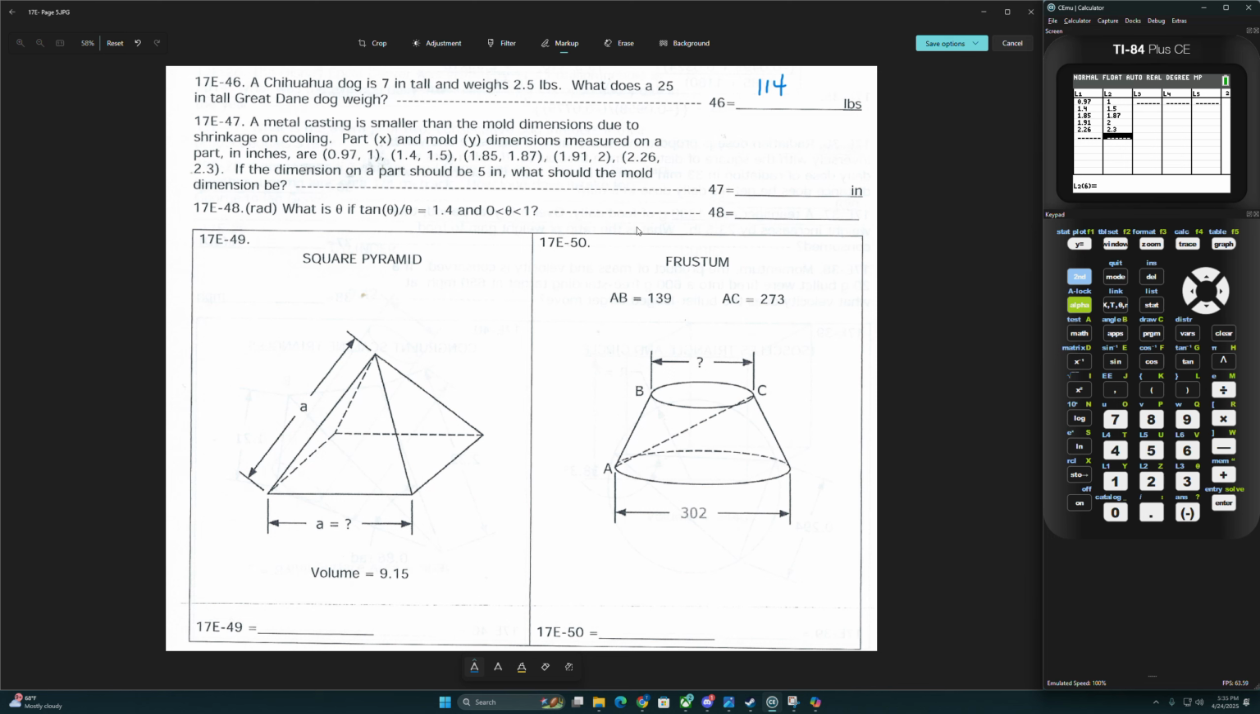All right, and then we exit out, stat calc 8, scroll down a little bit, bang, the side dimension. So the side dimension must be 5 inches. So we're just going to plug in 5 inches for x. I tried clicking alpha, I don't know what happened there. Alpha, trace 5. And for 47, 5.05 is the correct answer.